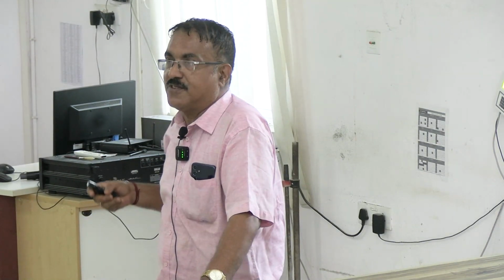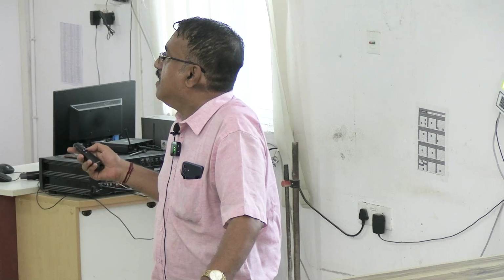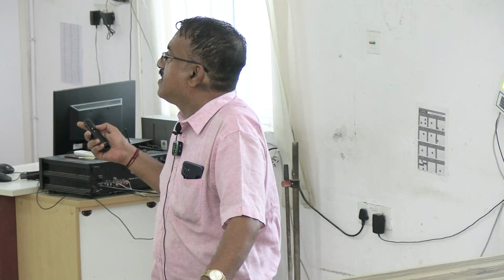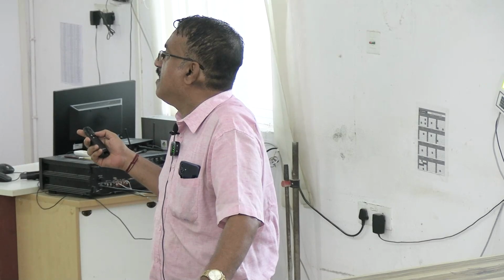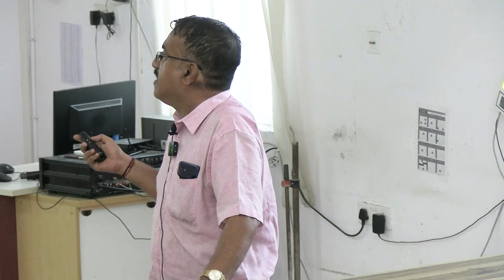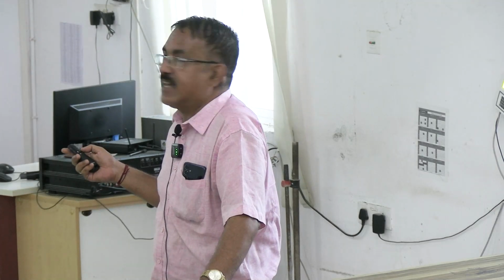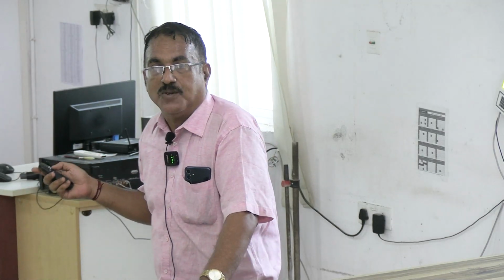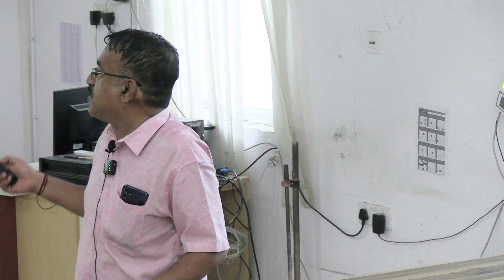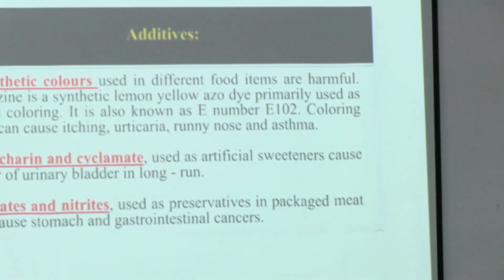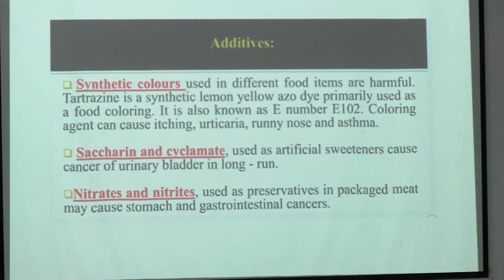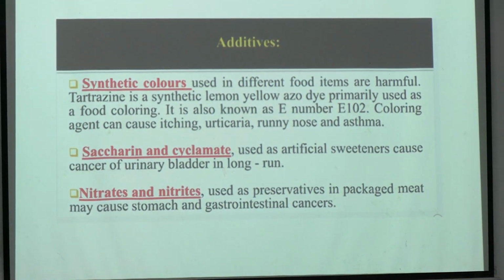Synthetic colors used for food are harmful. For example, tartrazine is a synthetic yellow, called E102. It can cause itching, urticaria, runny nose and asthma. Saccharin can also cause urinary bladder cancer in the long run. Nitrates also can cause stomach and gastrointestinal cancers. So some of these additives can cause cancer.